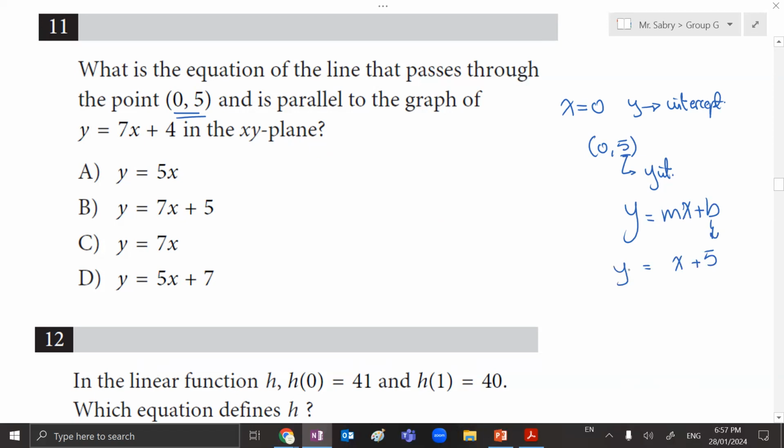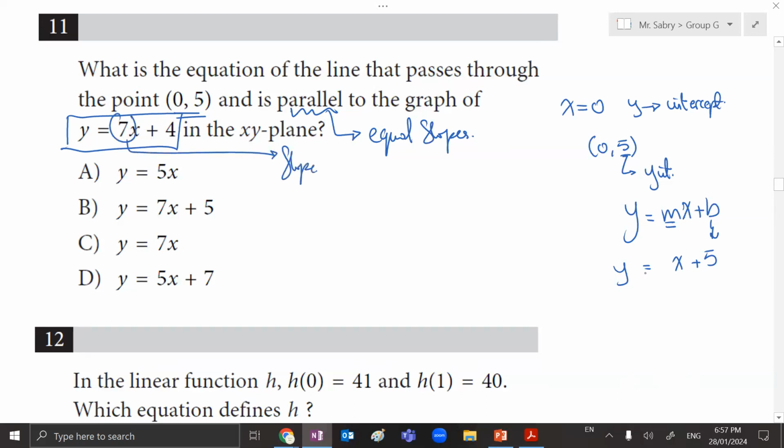Now I still need to figure out what the slope is, because it is parallel to whatsoever. The word parallel means, for us, equal slopes, and we reviewed that a lot at the beginning. When it says parallel to this, I'll take only the slope from it. The slope is 7, so I know the slope here is also 7. So this is my equation: y equals 7x plus 5.